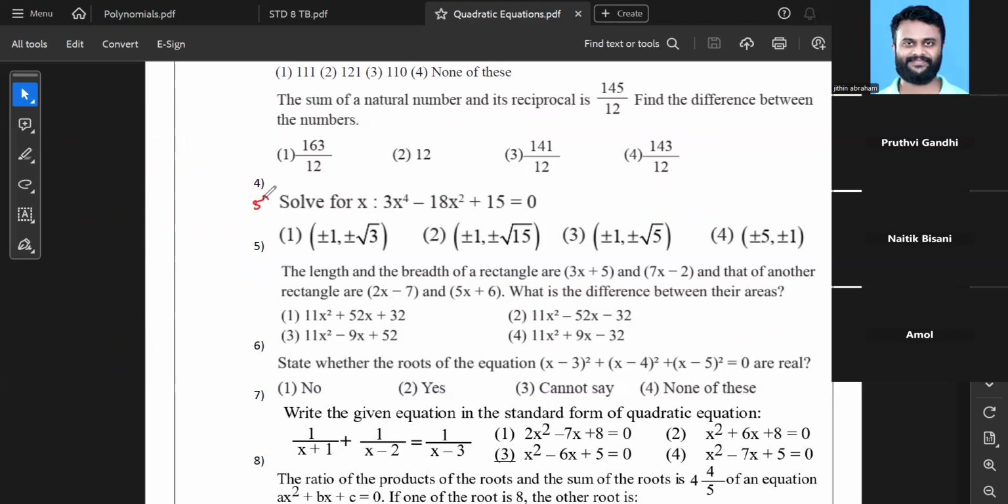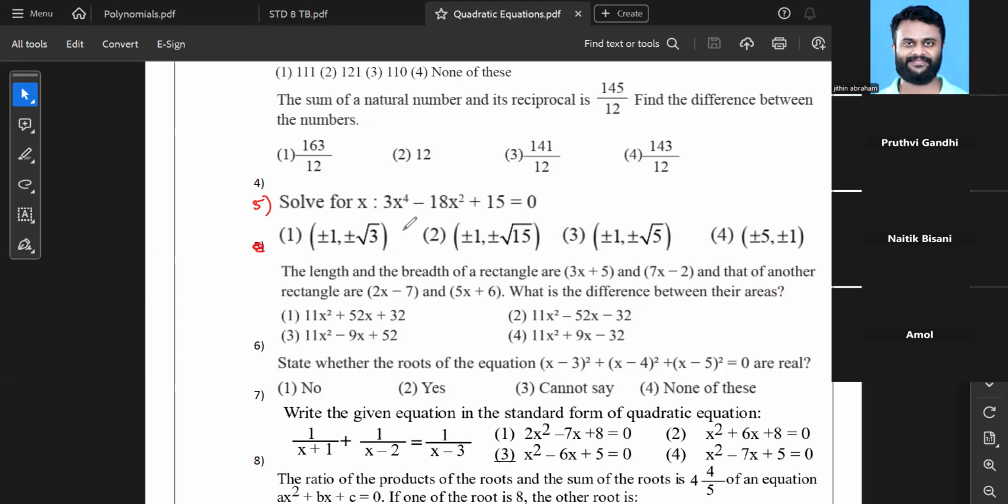Fourth is done. Next is the fifth one. Solve this and find x. Now, in this case, you'll say, sir, this is not a quadratic equation. Yes, it is not a quadratic equation because the highest power is x raised to 4. You're absolutely correct. But we can convert it into a quadratic equation and then solve.